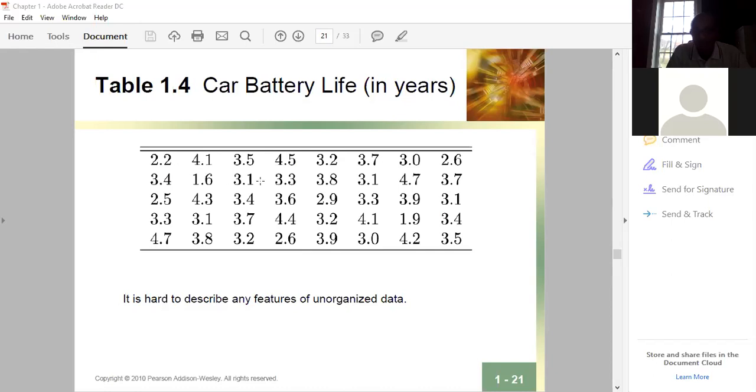And I would like to arrange all the data given over here in stem and leaf parts. How to arrange in stem and leaf parts? I will let you know using the whiteboard. So let me stop sharing this and start my whiteboard. I hope you can see this whiteboard. Can you see this whiteboard? Yes. Okay, good.